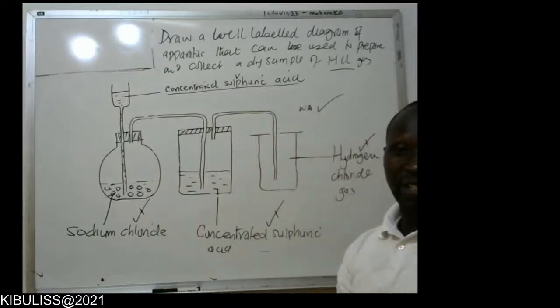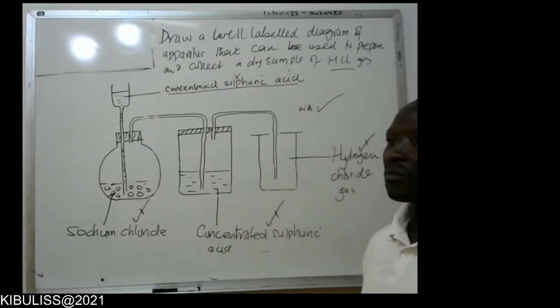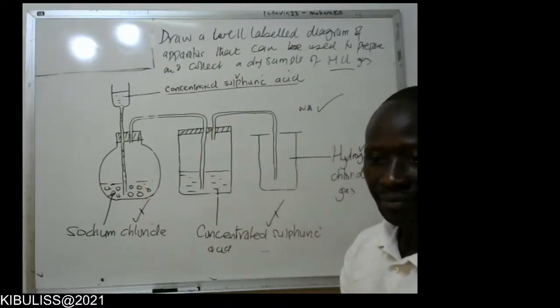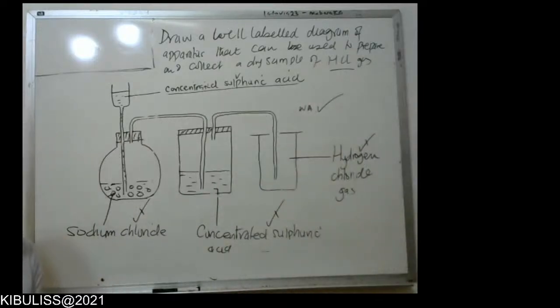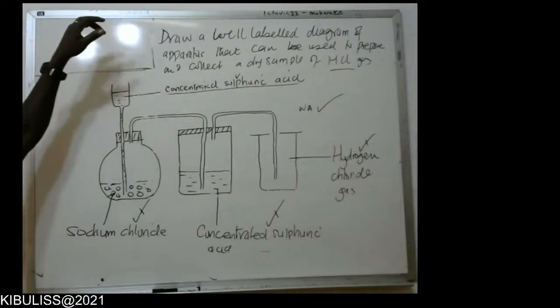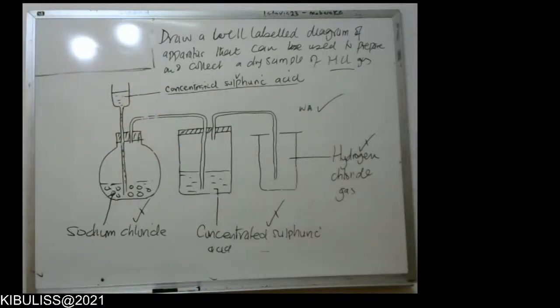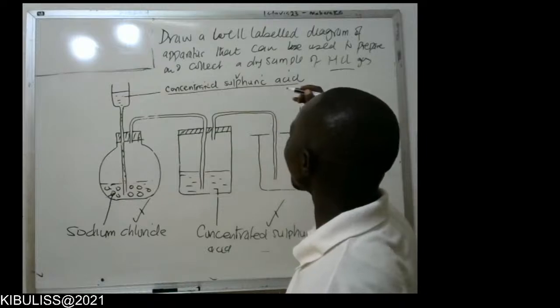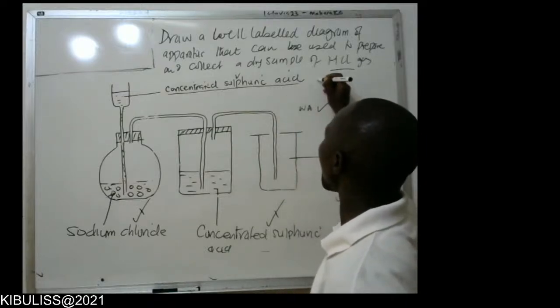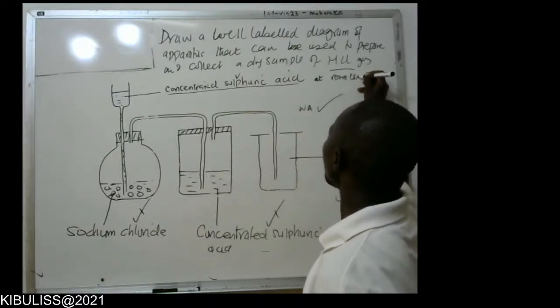Have they been told to explain? No. They are just told to draw and label a diagram. Very well. No explanation. What have we been saying? You draw a talking diagram. So put all the information on the diagram. I'm therefore saying this is concentrated sulfuric acid, which is at what? Room temperature.